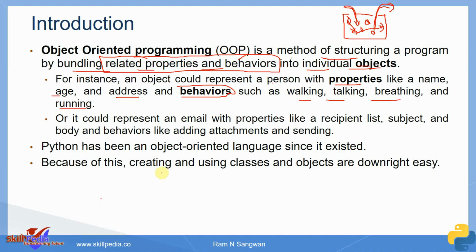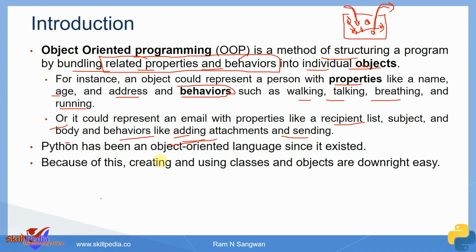It could represent an email with properties like recipient list, subject and body, and behavior like adding attachments and sending it. So sending and adding attachment have to be methods, but properties, recipient, subject, body, will be variables. So properties can be thought of as variables, and behaviors can be thought of as methods or the functions.